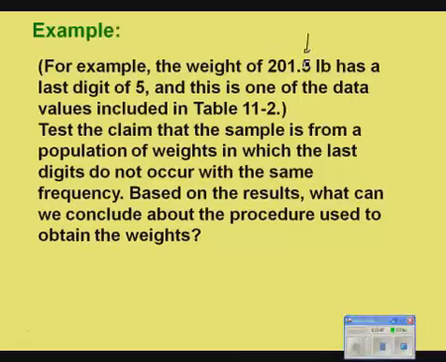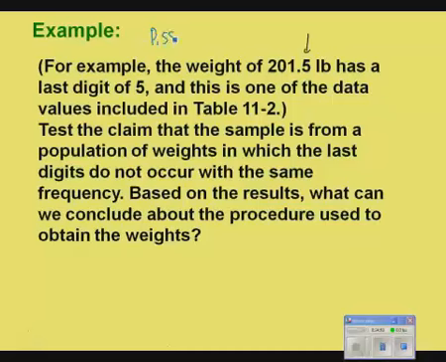Here's a weight, 201.5 pounds. So the last digit is 5. So now if you look at table 11.2 in your book, that's one of the data values, 5. Let me check that. Yeah, so all this data, they summarized on page 588. They made a frequency distribution. And yeah, they only looked at last digits. So somebody weighed 201.5 pounds, so they tallied that up as the last digit of 5.